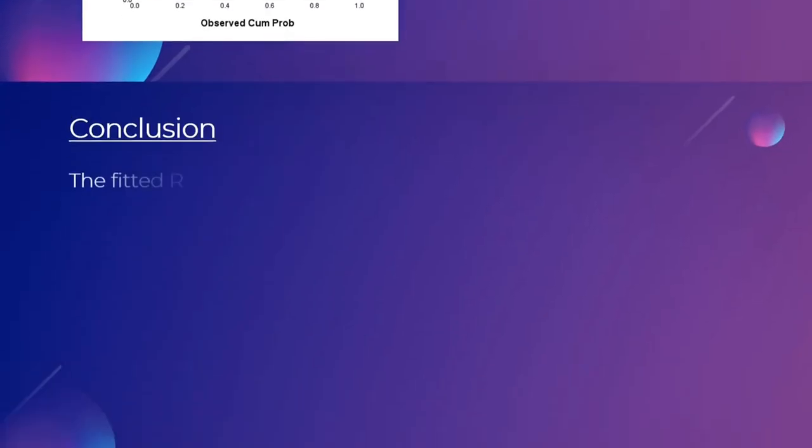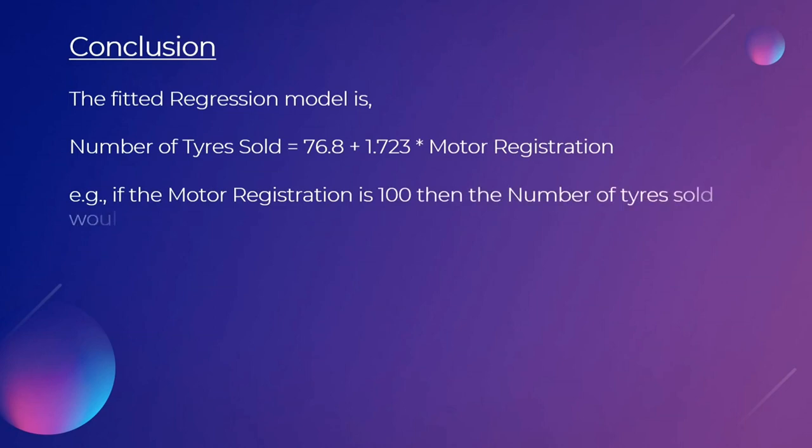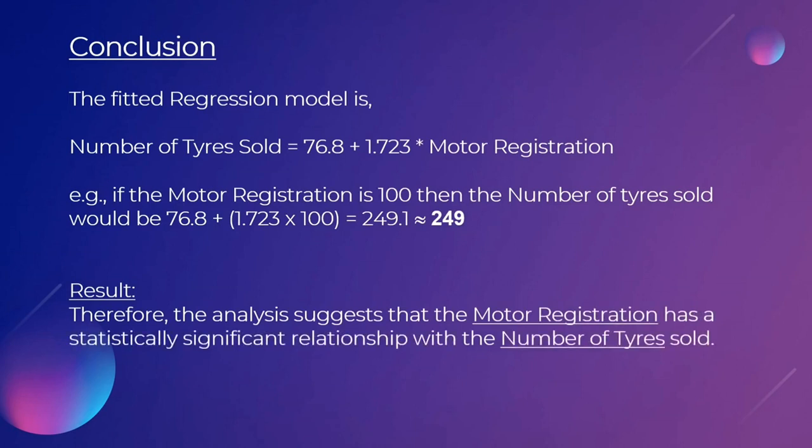Conclusion. The fitted regression model is number of tires sold equals 76.8 plus 1.723 times motor registration. For example, if the motor registration is 100, then the number of tires sold would be 249. And the ultimate result of the analysis suggests that motor registration has a statistically significant relationship with the number of tires sold. Here ends my presentation.